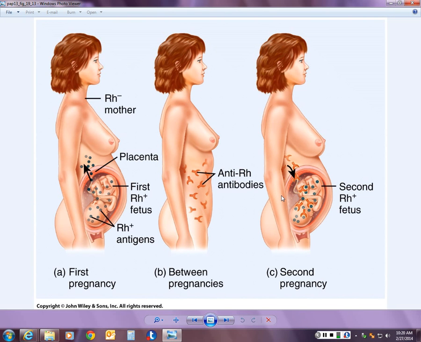Now, obviously, if you can avoid it, you do not want this to happen, so it's usually prevented with a drug called RhoGAM. It's an RH antibody inhibitor. I always tell people, make sure you don't confuse it with Rogaine. Rogaine is used to treat male pattern baldness. So RhoGAM, that is the drug typically used to prevent this hemolytic disease of a newborn.